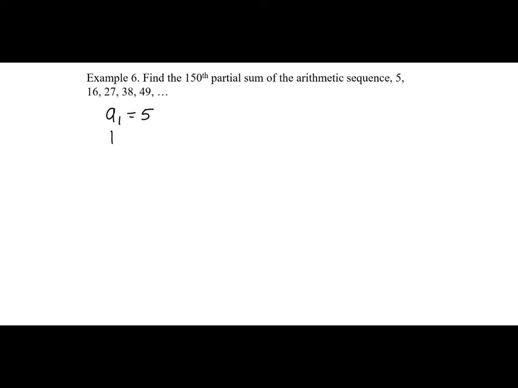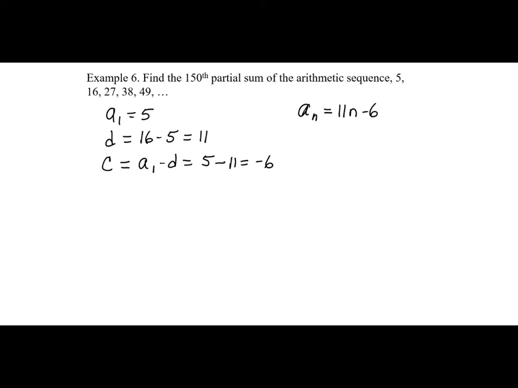And then my common difference is going to be 16 minus 5, which is 11. Now I'm going to find the c, and after I find the c, I'm going to put it in my formula to find my equation. So I know that the c is found by taking the first term minus the common difference. So I have 5 minus 11, which is going to be negative 6. Let me put that together and say that a sub n is equal to the common difference, which is 11, n plus c, which in this case is minus 6.